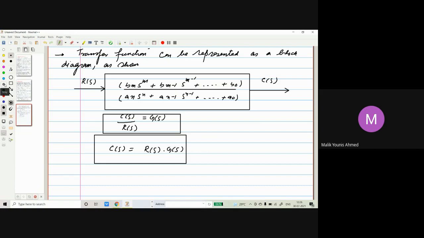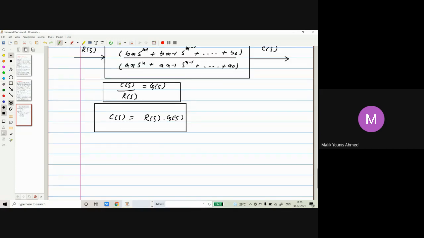So these are the expressions. We still have time, so we'll do one numerical. Okay, so problem number 1.